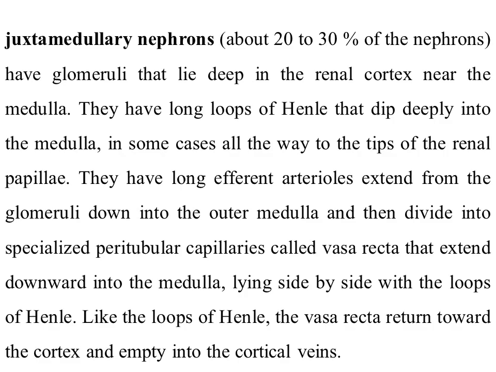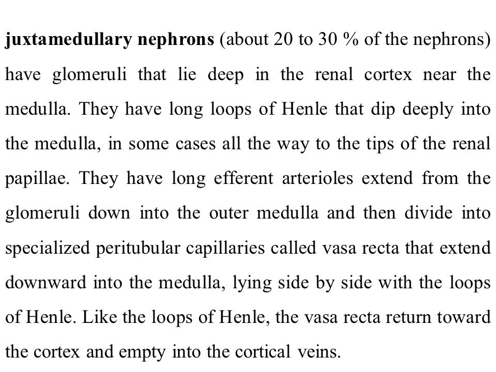So, juxtamedullary nephrons make up about 20 to 30% of the nephrons. They have glomeruli that lie deep in the renal cortex near the medulla. They have long loops of Henle that dip deeply into the medulla, in some cases all the way to the tips of the renal papillae.